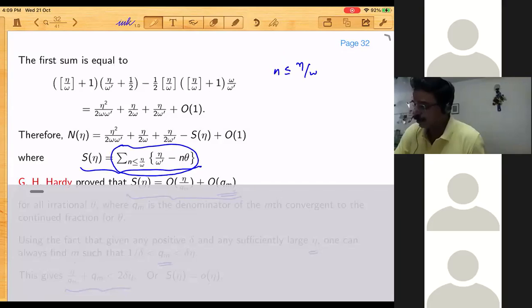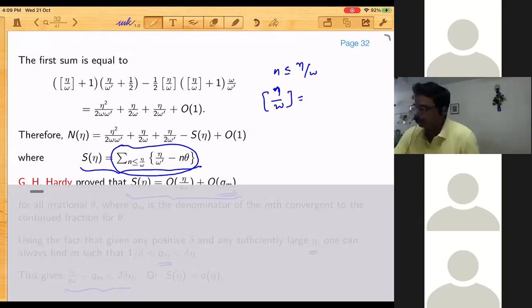So since n is an integer, you look at eta by omega and write it in terms of the denominator of the convergent. Let's say Pm by Qm is a convergent, then eta by omega is Rq plus S, where Q is equal to Qm. Okay. So this tells you that S is less than Q. All right.